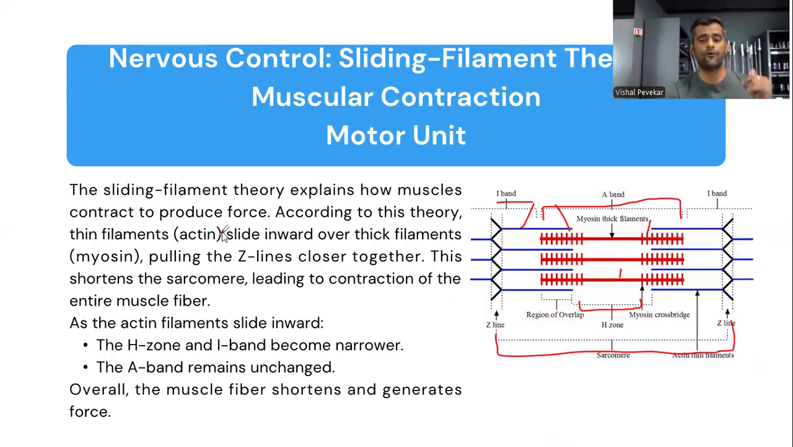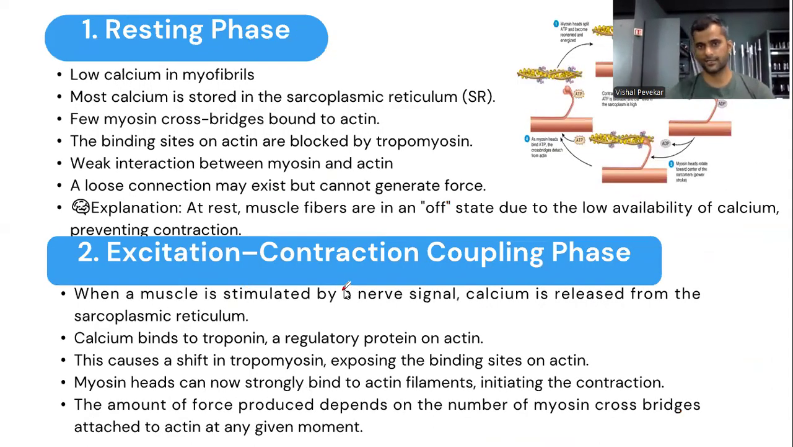For the muscle to contract, let's go through this as a little process, for better understanding. Before the muscle contracts is the first phase, also called the resting phase, where calcium is low in the myofibrils. Most of the calcium is stored in the sarcoplasmic reticulum. There are not many cross bridges between the actin and myosin. Very few myosin heads are attached to the actin.